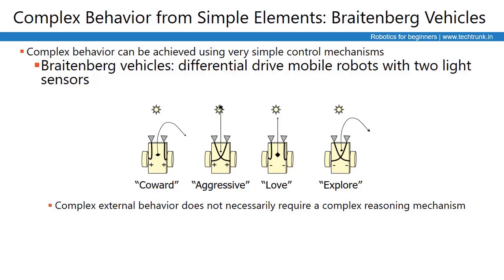So all these mechanisms are easy to code according to Braitenberg. According to Braitenberg, complex external behavior does not necessarily require a complex reasoning mechanism. Easy reasoning, easy understanding, and easy architecture mechanisms can also make complex behaviors come out of the robots.